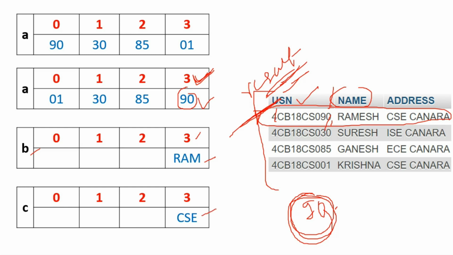So $row['name'] I will equate to $B[$i]. I is 3. I is nothing but the index where $row['USN'], 90, is stored, right? Then $C[$i] is equal to $row['address']. So this is how I store first.